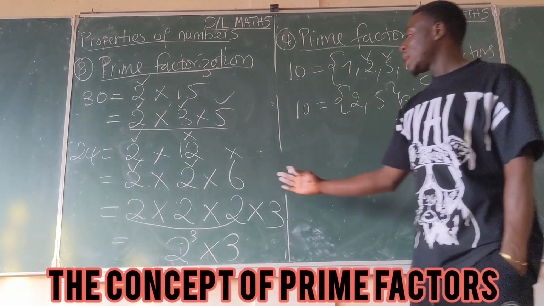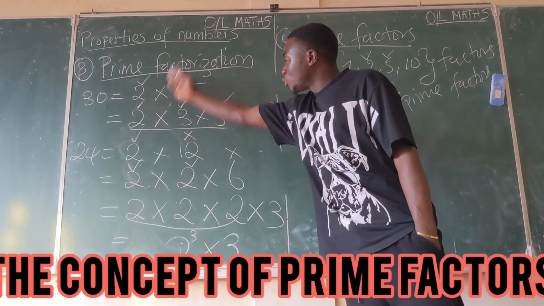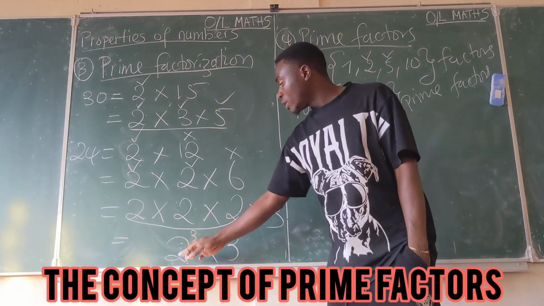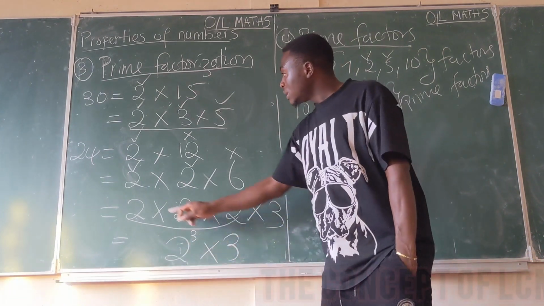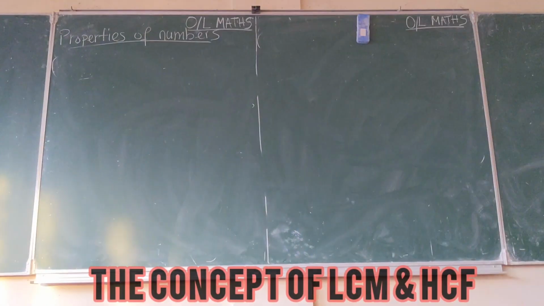Okay? Or you can express the number as products of its prime factors, and at the end of the day, you copy the different numbers without repetition. This is the principle.